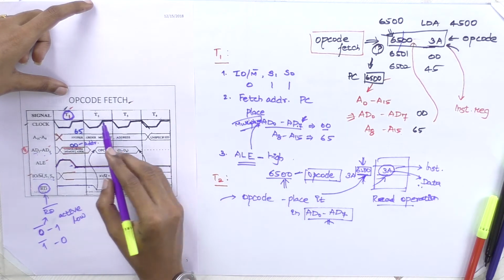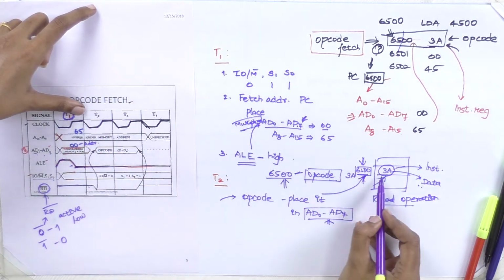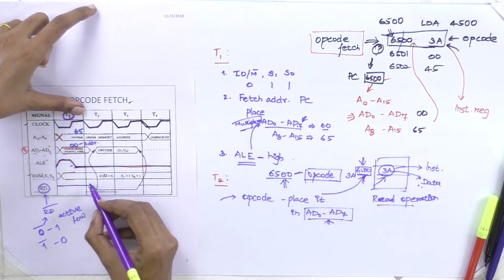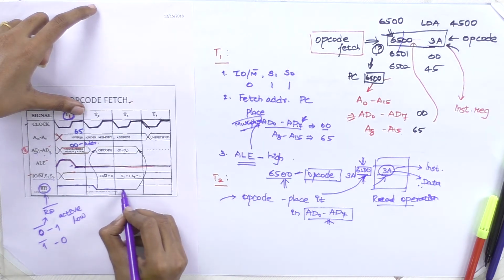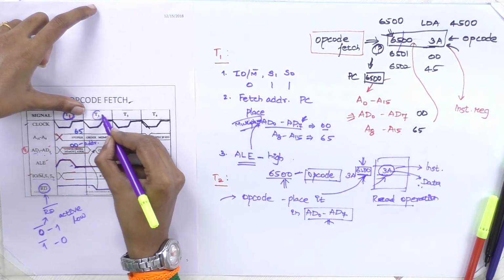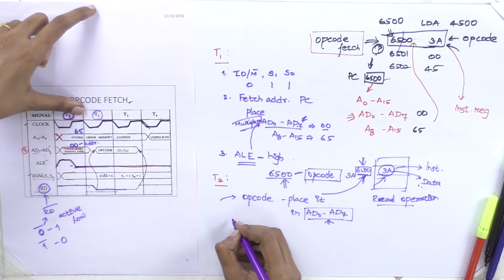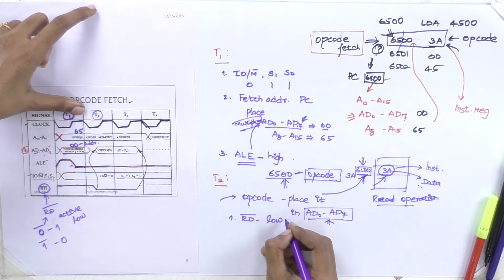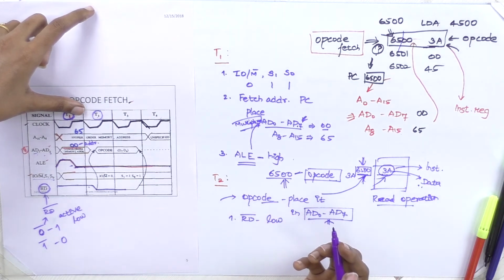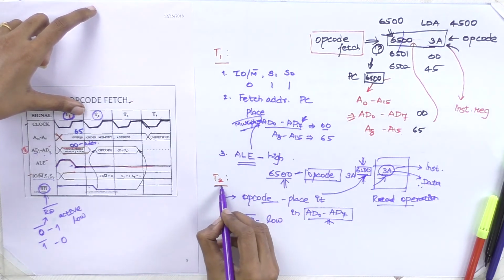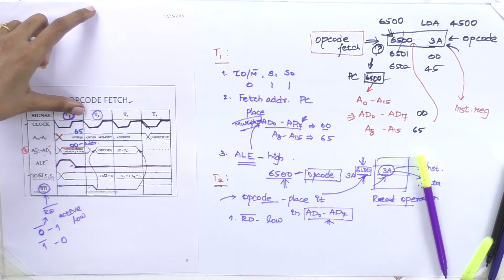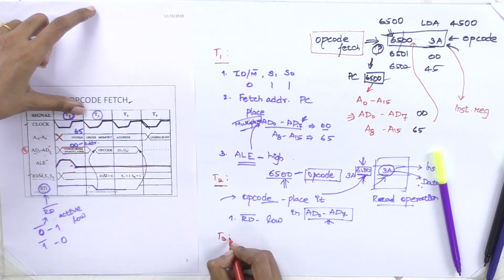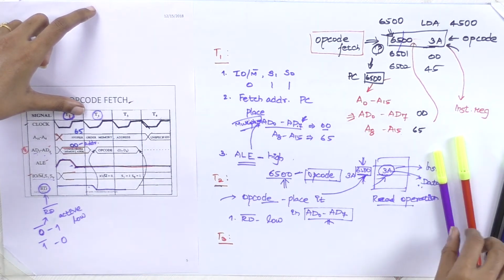So what happened in T state 2? You are reading the opcode value from the memory. So the signal has to be low in the T state 2. Okay. So first thing, your read signal should be low to read the opcode. Fine. So this will happen in the second T state. Now we'll see the third T state.